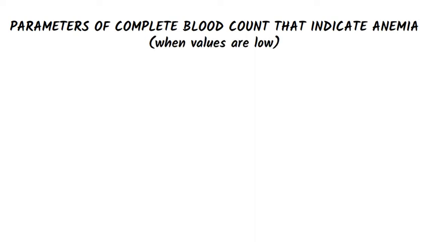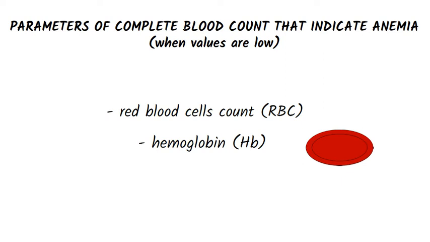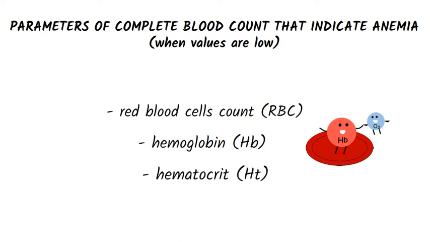Red blood cells count measures the number of red blood cells. Hemoglobin detects how much hemoglobin is in the blood. Hemoglobin is a protein rich in iron that enables red blood cells to carry oxygen. Hematocrit is the percentage by volume of how much of the blood contains red blood cells.